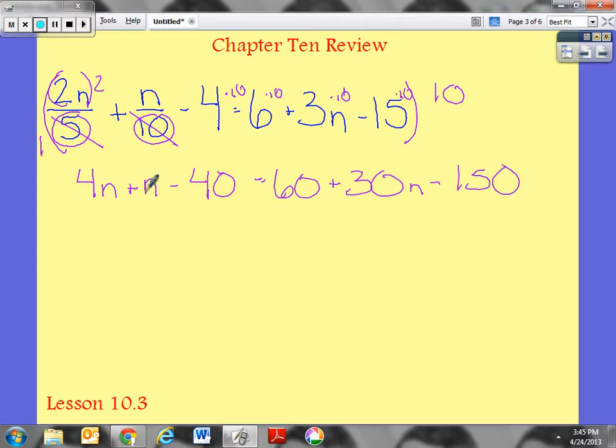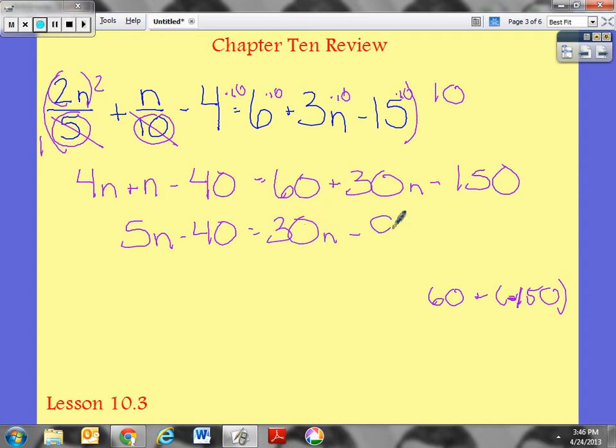So I see I have 4n's here and an n here. That gives me 5n. So I have 5n minus 40 is equal to, I have 60 minus 150. So it becomes 60 plus the opposite of 150, which is negative 150. Signs are opposite, so instead of adding, what I'll do is subtract. If I think about them at 60, on the number line I go 150 to the left. That'll give me negative 90. So I'm going to have 30n minus 90.